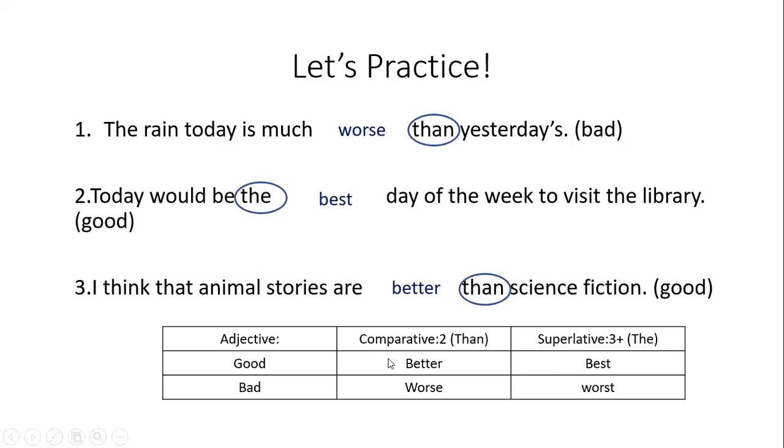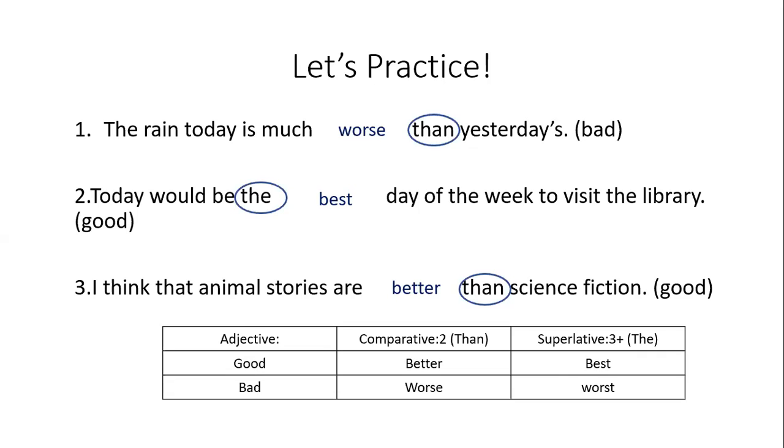So good turns into better when you're comparing two things, and you most likely use the word than, or will see the word than in the sentence. And the superlative form is best, when you're comparing three or more things, and you'll see the keyword the, as well as other keywords such as a specific number higher than 3, or the word all, right?